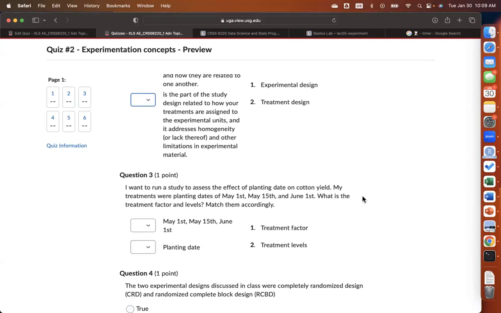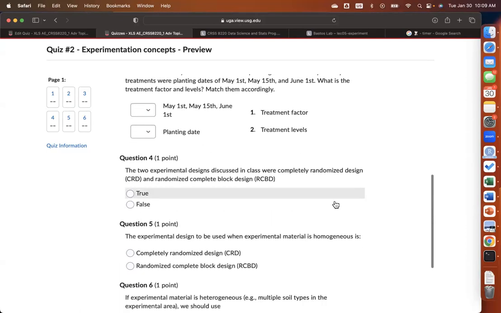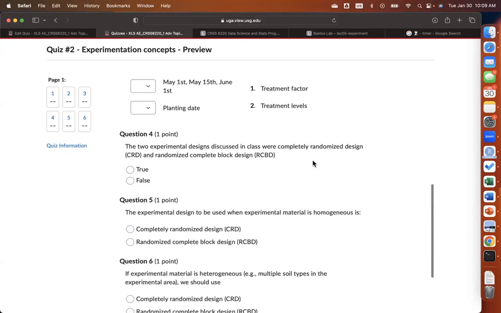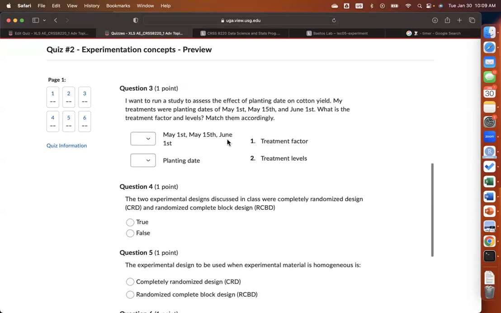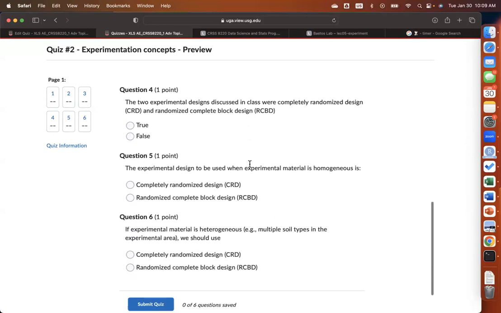Okay, so then we have this question here on treatment factors and treatment levels. In this case, the treatment factor is planting date, right? And treatment levels are levels under that factor. So that would be the May 1st, May 15th, and June 1st. Did I skip one here? Okay, so yeah, sorry, I guess I skipped number one. So number one is our hypothesis objectives should directly affect the treatment design. And then the second question was related to that. We already covered it. Question three, we just talked about it.